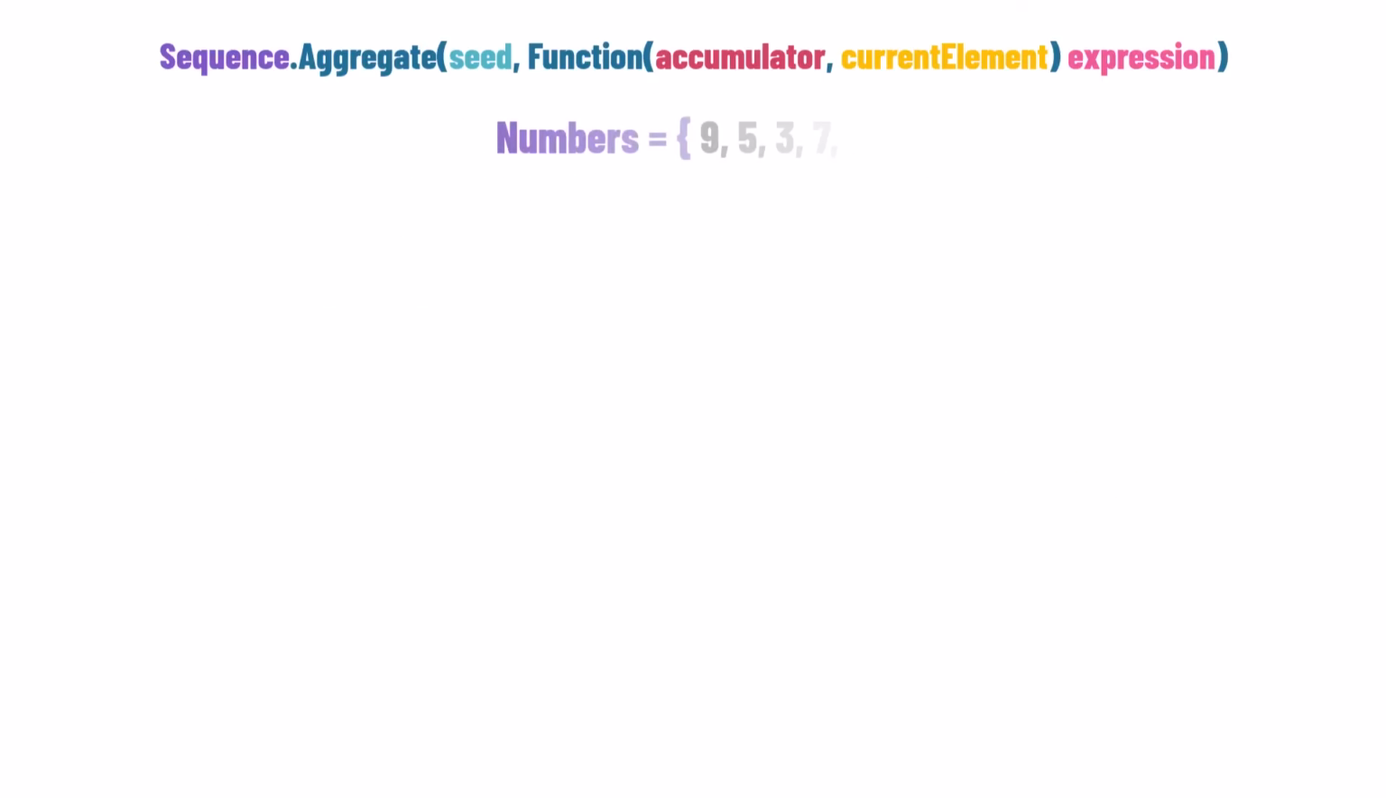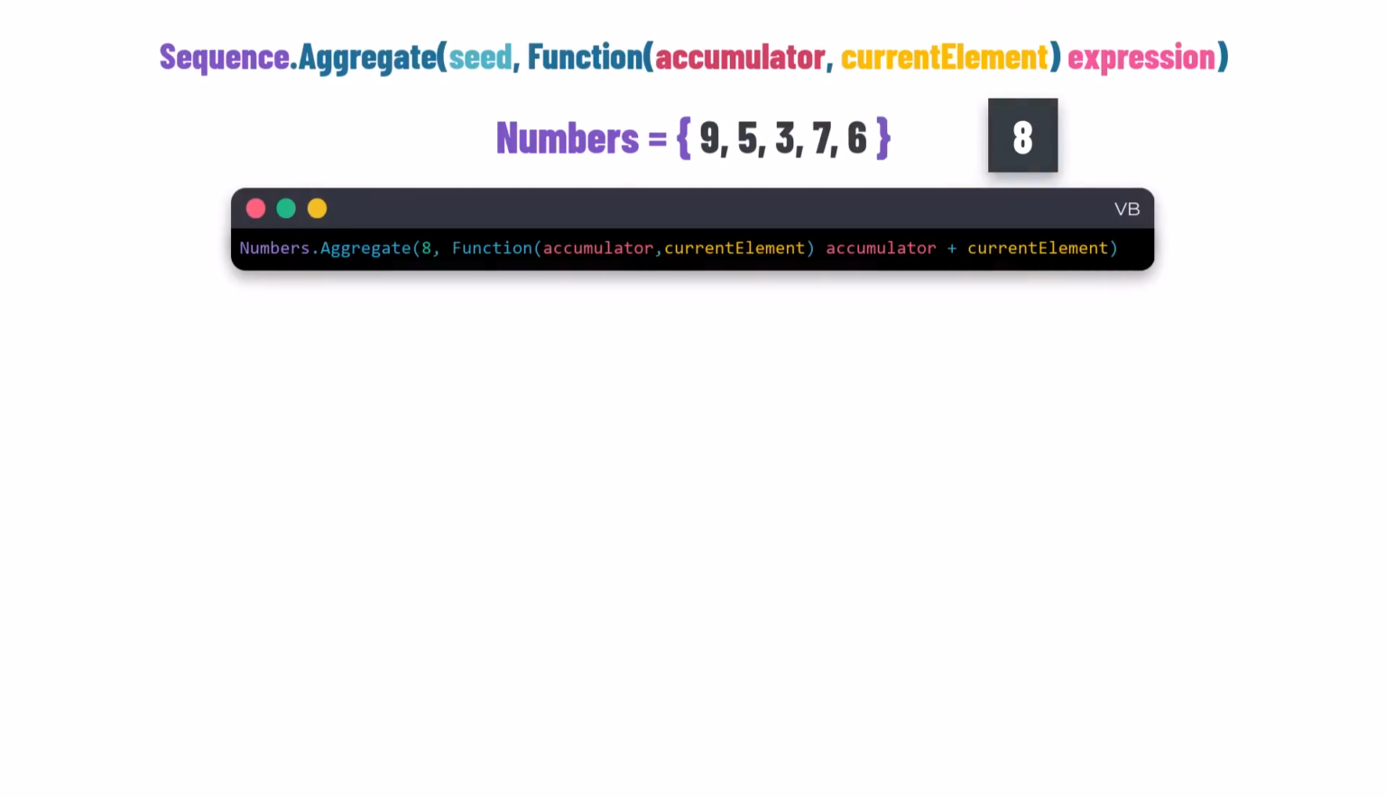Suppose we have the same array of integers from the previous example, and we want to start our sum with 8. The query would look like this. Here, 8 is our seed. This means, in the first step the accumulator is equal to 8, and the current element is 9. This is the difference between the first and the second overloads. Using seed value, we don't start with the first element of the sequence as accumulator, but with the seed value. The current element doesn't take the second element at the beginning, but the first element.